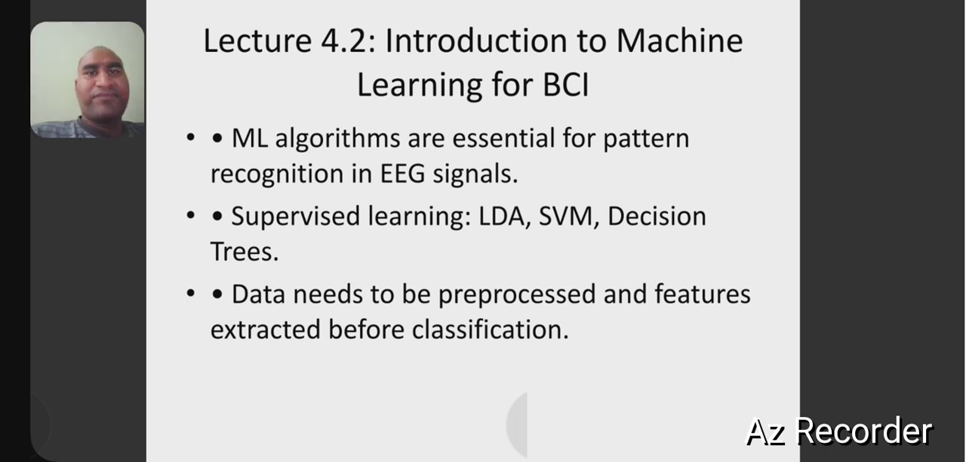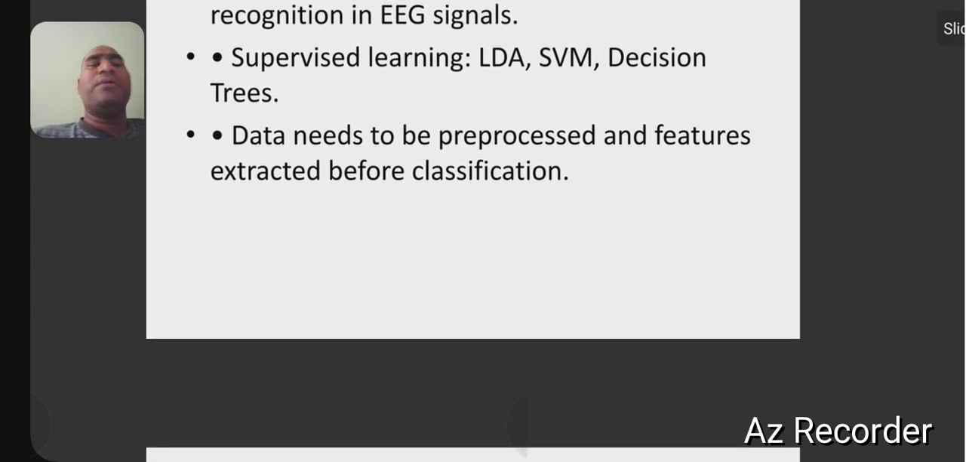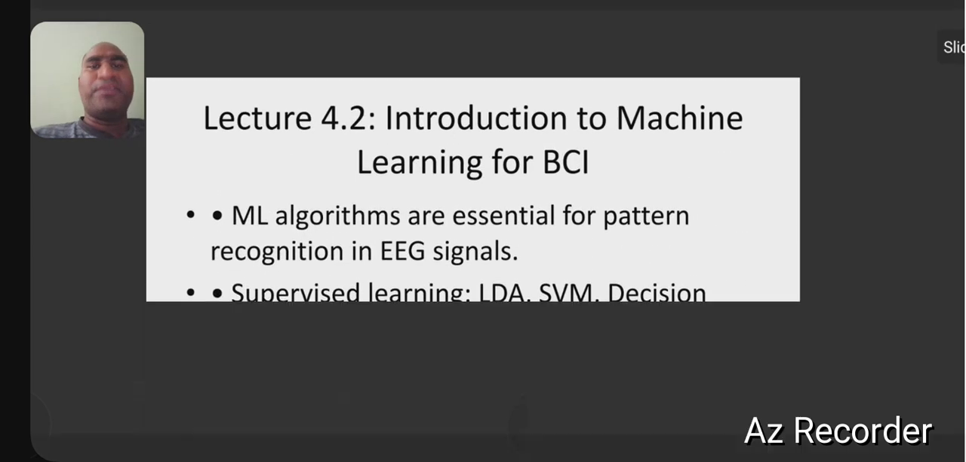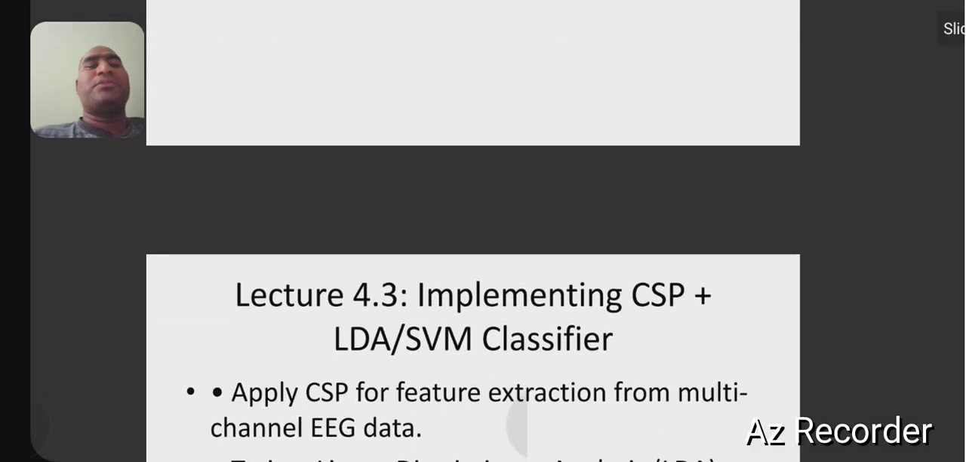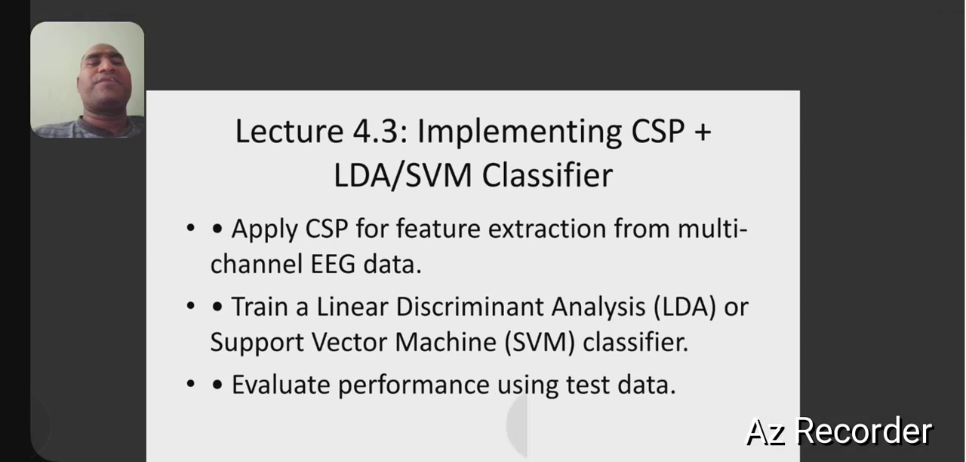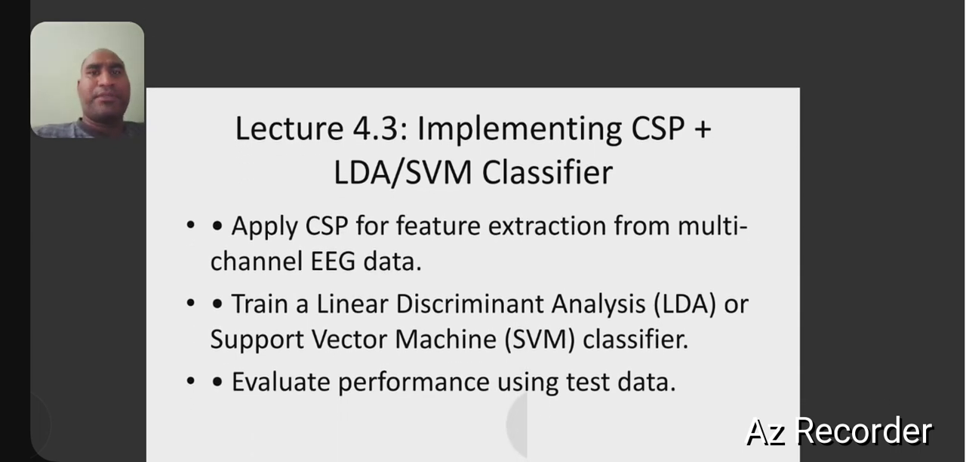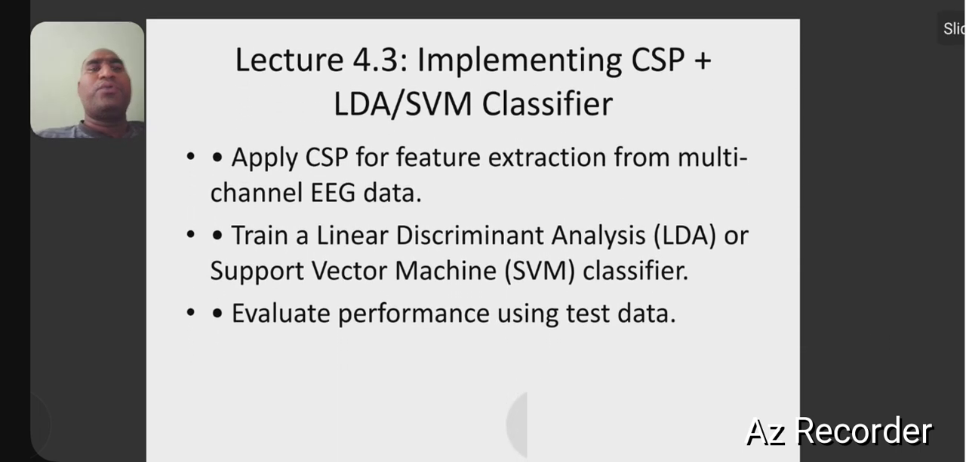So you go for classification only after compulsorily doing pre-processing as well as feature extraction. In pre-processing we have already seen different filtering techniques, and now these are the feature extraction and classification techniques using SVM, LDA and decision trees. So how to implement the CSP algorithm with an LDA or SVM classifier: apply the CSP feature extraction technique to multiple-channel EEG data, then train the linear discriminant analysis LDA classifier or support vector machine classifier, then evaluate the performance using the testing data.